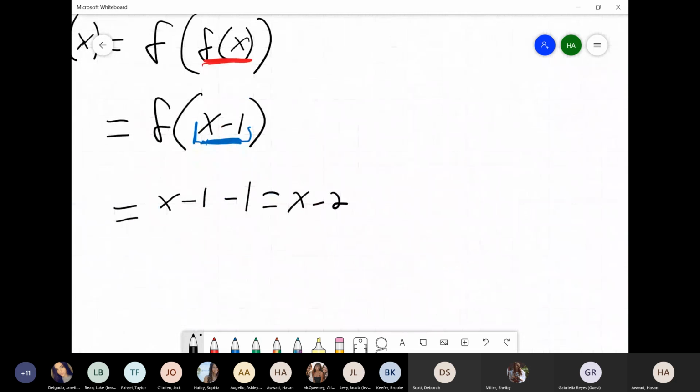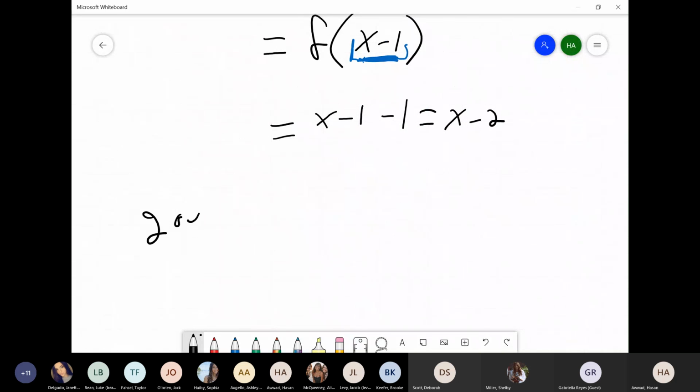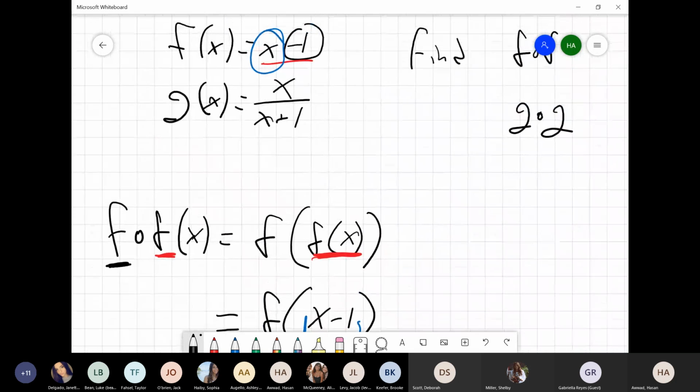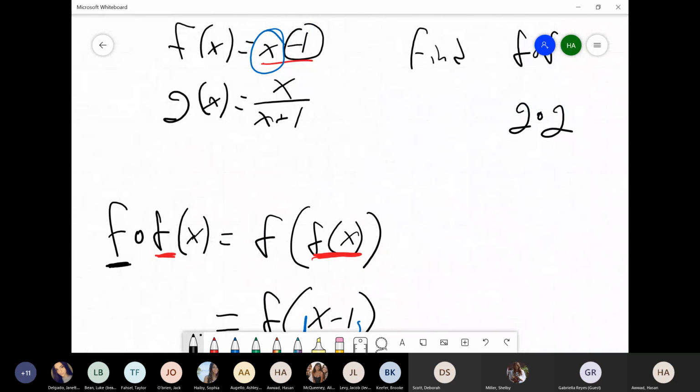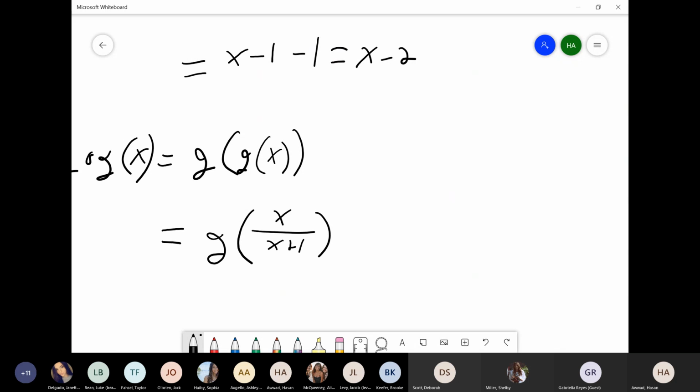So we have x minus 2 now. Okay, so we have now solved for f of f. Let's now solve for g of g before we move forward. So g of g, once again, you read it from left to right, which means you have an outside function of g and an inside function also of g, because it's g composed with itself. So we look and see, what is g of x? Well, g of x is x over x plus 1, which means that we are going to be plugging into our outside function x over x plus 1.